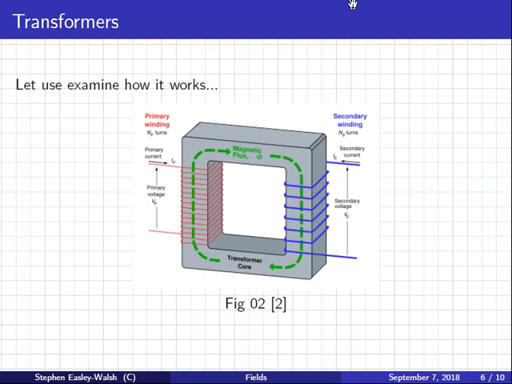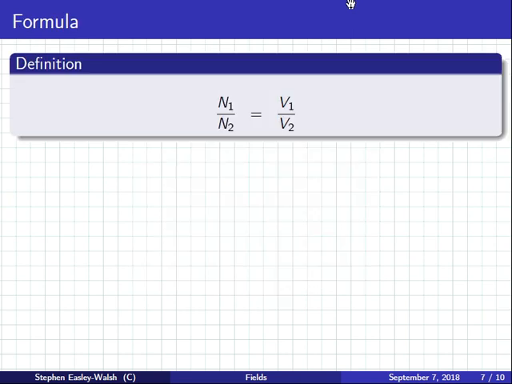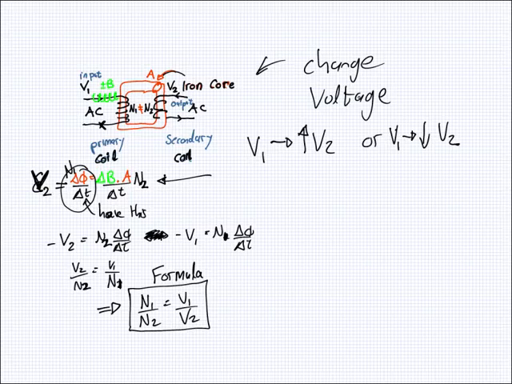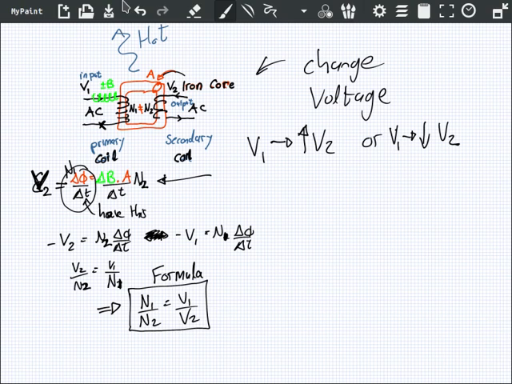Right. We already talked about how it works, so that's good. And we have our formula. Now, this only works if it is 100% efficient. But of course, in real life, this actually gets a little bit hot. Now, it's not so bad. Nowadays, if you put your hand on this, it doesn't really feel hot.